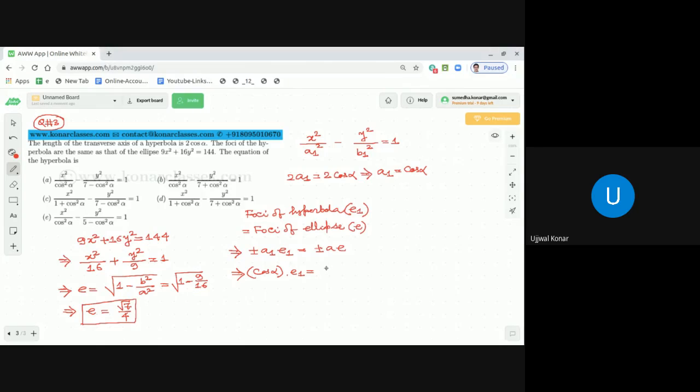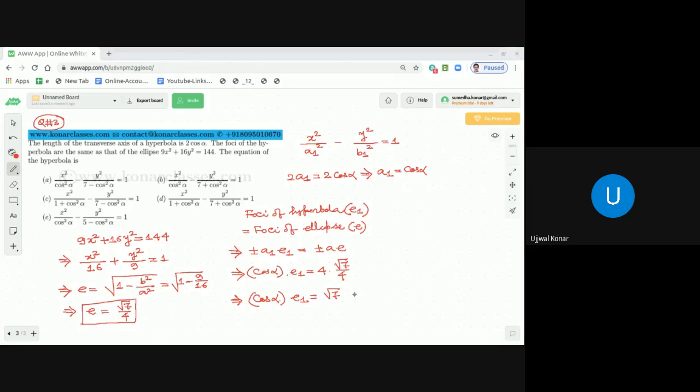What is the value of a? The value of a is 4, because that a is from the ellipse. And what is the eccentricity we got? √7/4. So from here, the value of cos α · e1 is equal to √7. So that implies cos α · e1 = √7.